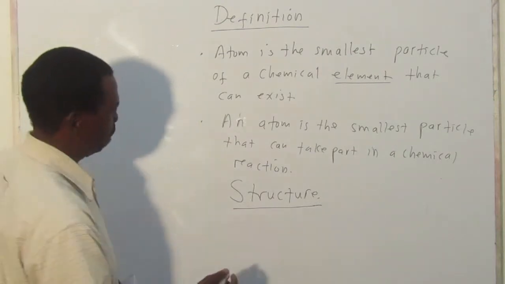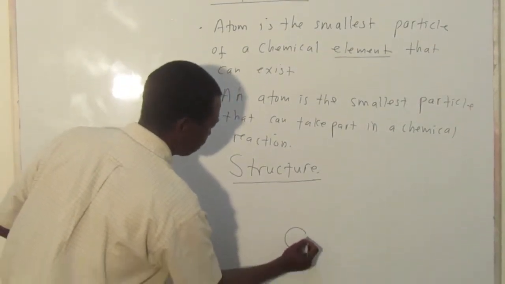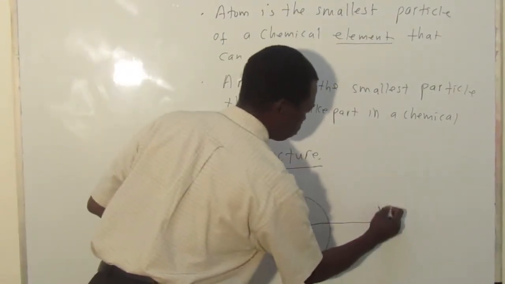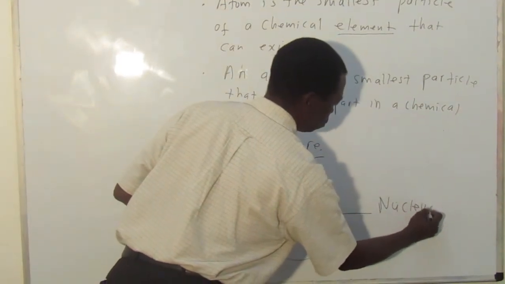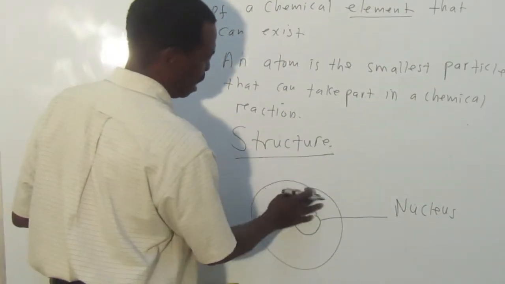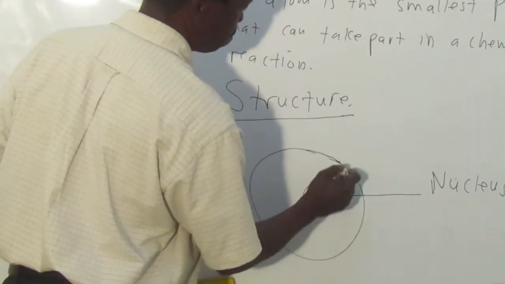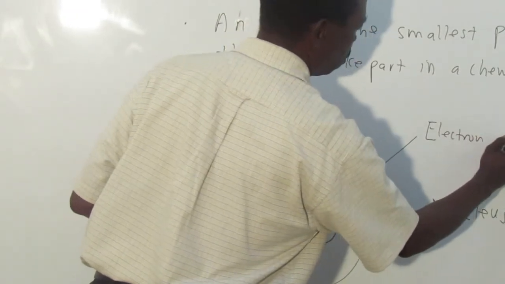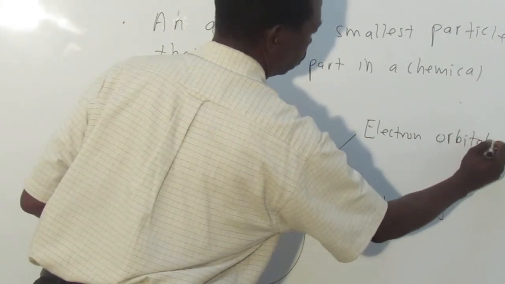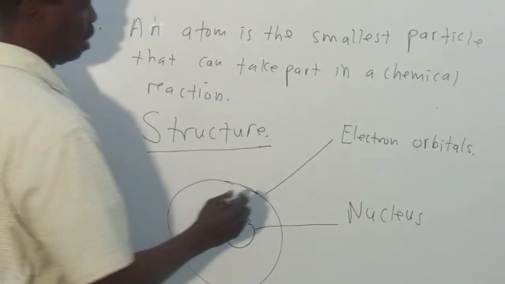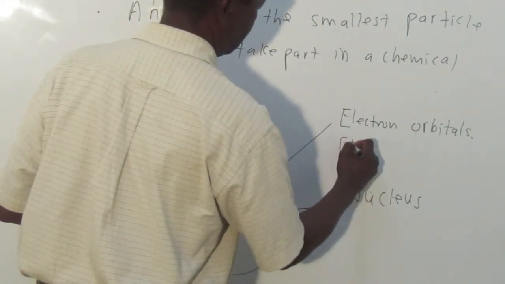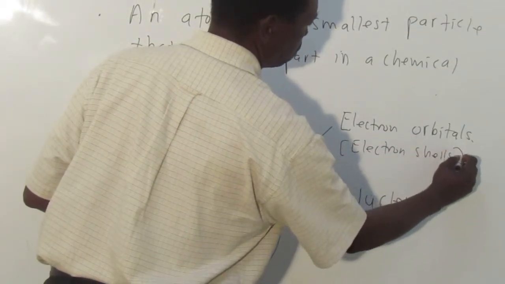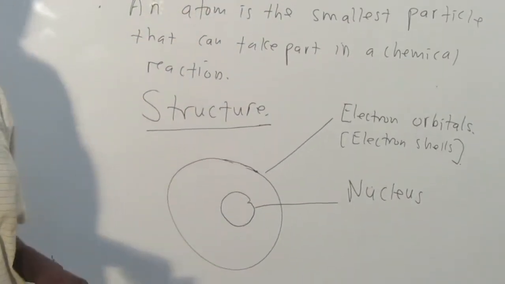In short, at the center and around it, it's made up of the center, which is the nucleus, and the outside there are the electron orbitals. Others talk of electron shells. This is the modern way.